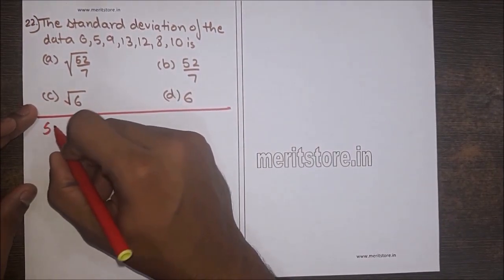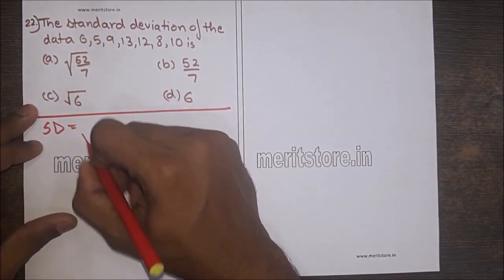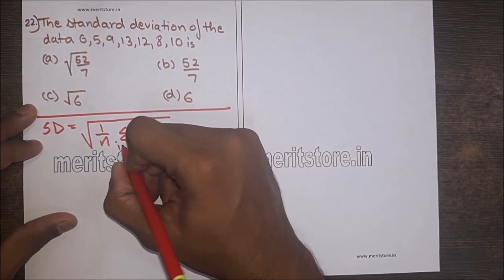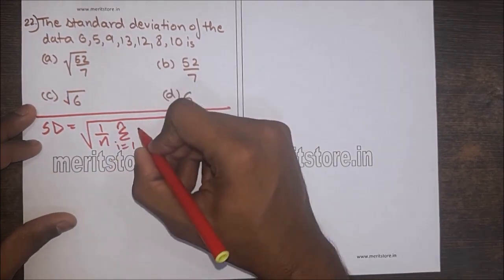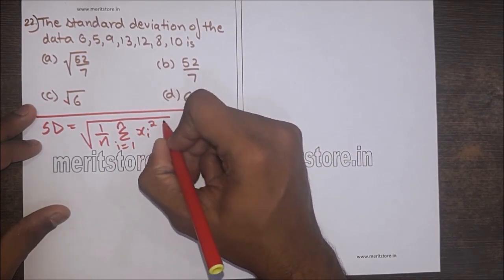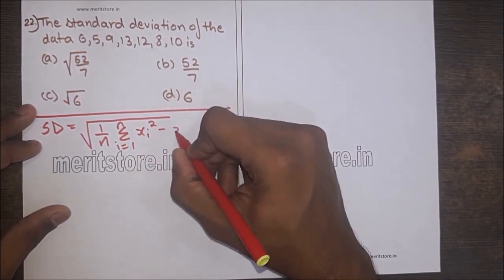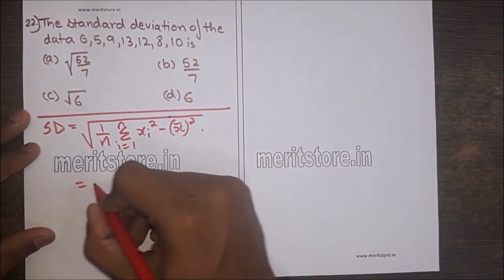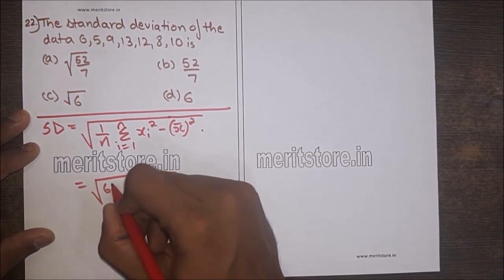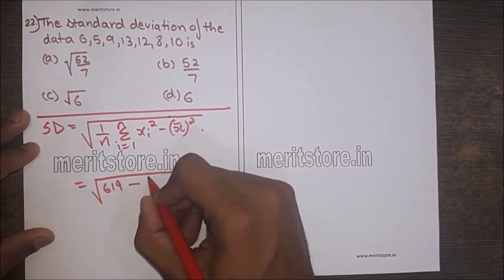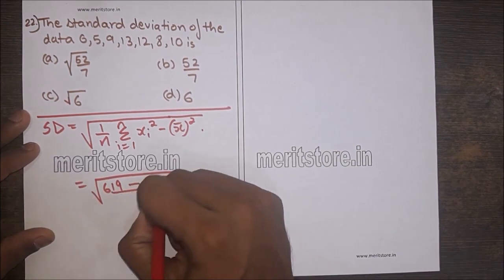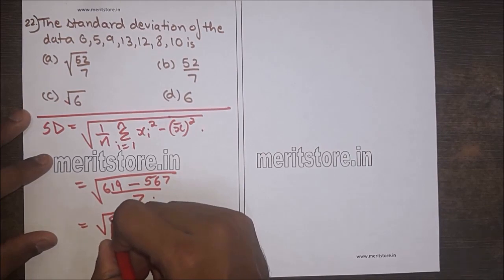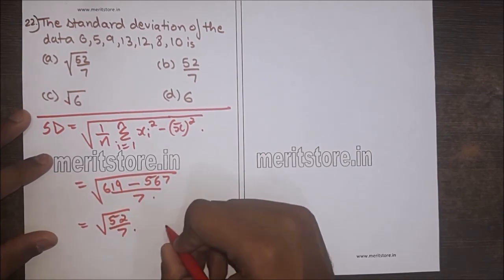Therefore, as the formula of standard deviation, we have root of 1 by n summation of i equal to 1 till n, x of i the whole square minus x bar the whole square, which is equal to root of 619 minus 567 by 7, which is equal to root of 52 by 7.